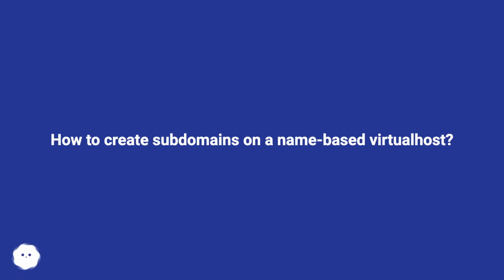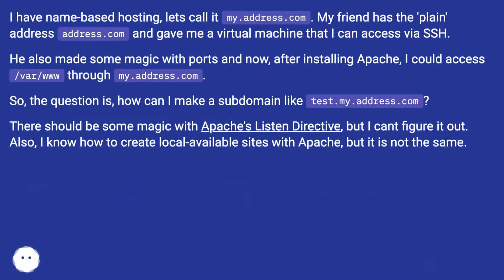How to create subdomains on a name-based virtual host. I have name-based hosting. Let's call it my.address.com. My friend has the plain address.com and gave me a virtual machine that I can access via SSH.